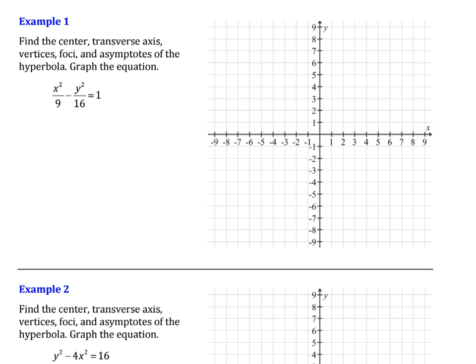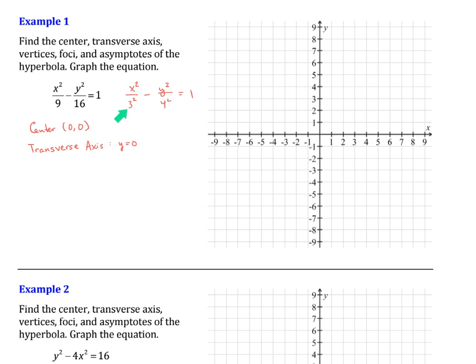So here we know that the center is 0, 0. And x is leading off, so your transverse axis is going to be horizontal. So it's the x-axis, y equals 0. Now, under x is 9 and under y is 16. So we have x squared over 3 squared minus y squared over 4 squared equals 1.